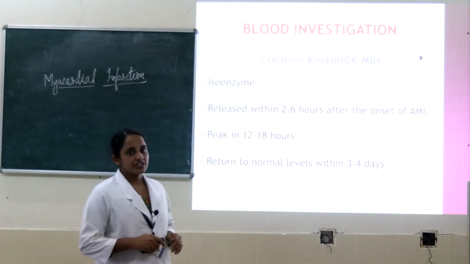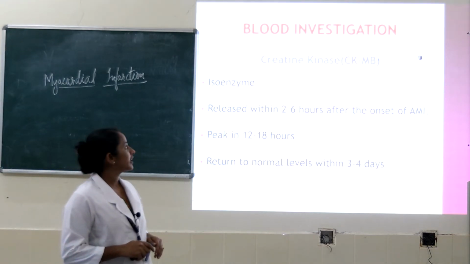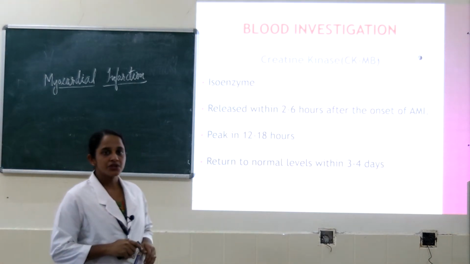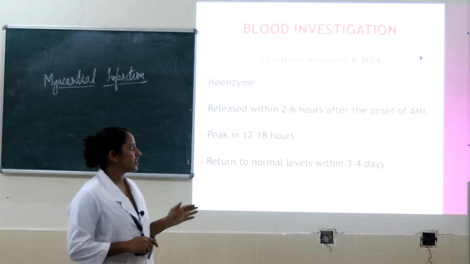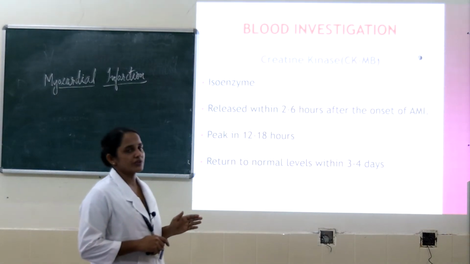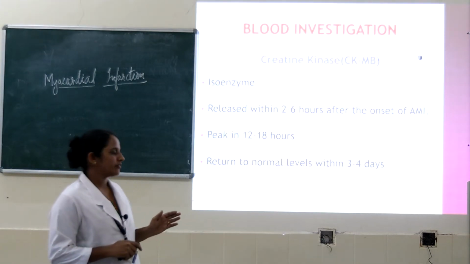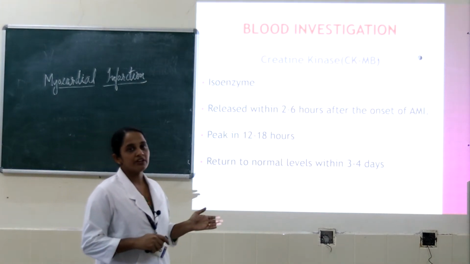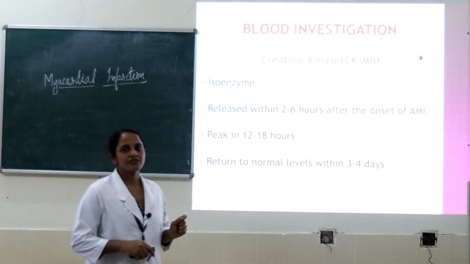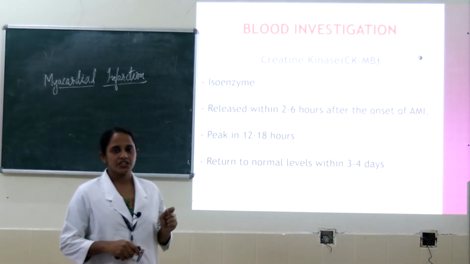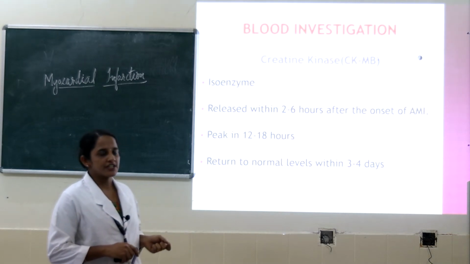Then blood investigation. Next one is blood investigation. In that, first one is creatine kinase. Creatine kinase is an isoenzyme which is produced from the cardiac cells, and it is released within 2 to 6 hours after the onset of myocardial damage. Then it peaks in 12 to 18 hours and returns to normal level within 3 to 4 days. And it is not very specific to cardiac injury. Other conditions can also produce this creatine kinase.